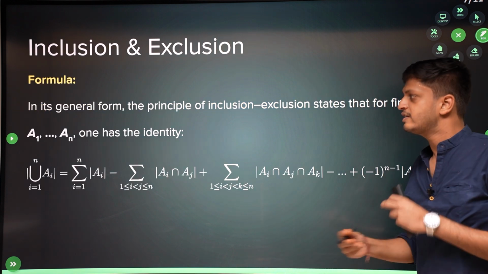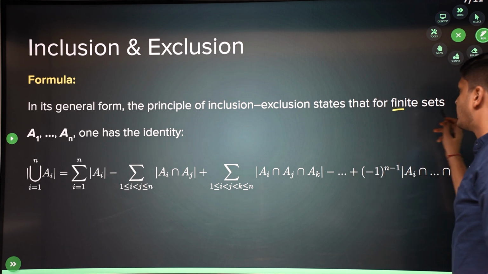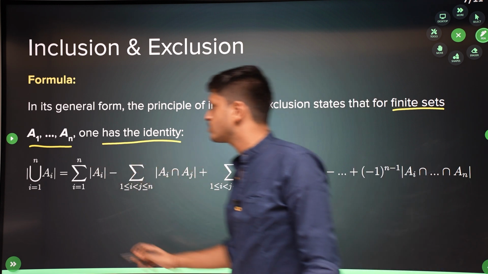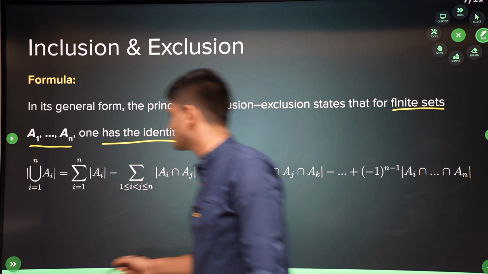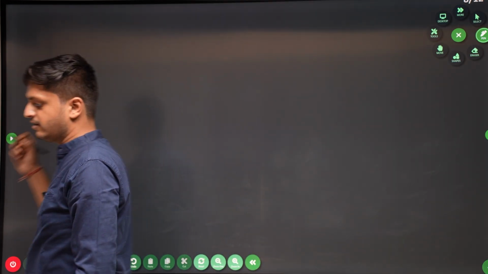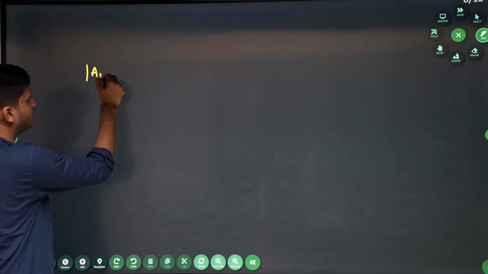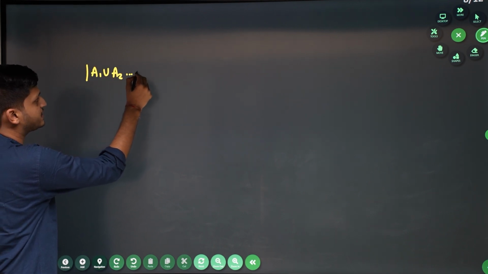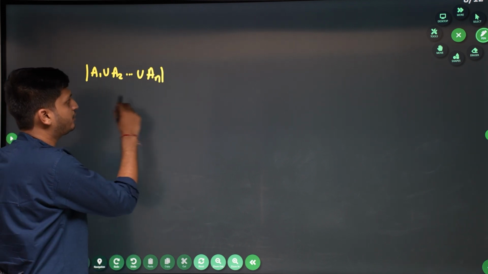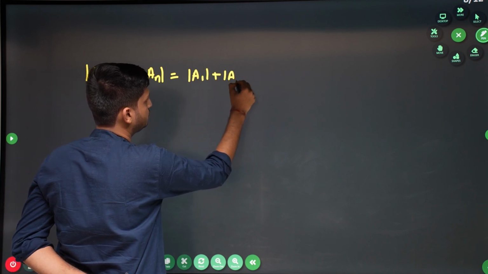Cool. So in general form, the principle of inclusion-exclusion states that for finite sets A1, A2 up to AN, one has the identity. So this is like the general form. I will write it in a smaller way for you first, then we will see this formula. So basically, the cardinality of A1 union A2. Let's say we have n sets. So the cardinality of the union of A1, A2 up to AN will be what? The cardinality of A1 plus the cardinality of A2.